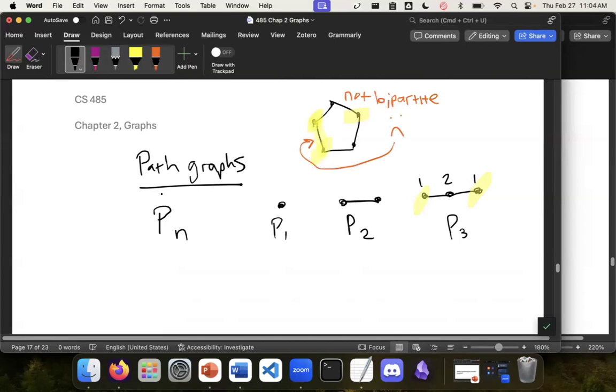Okay. How many edges does a path graph have? N minus one edges? Yeah. Because we know that a cycle graph is going to have n edges. Like C5 has 5 edges. A path graph is just where we delete the edge going from one to the other. So if a cycle graph has n edges, then a path graph has n minus one edges.